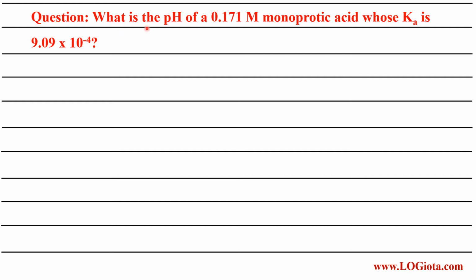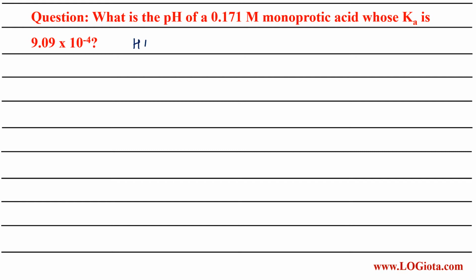The question is, what is the pH of a 0.171 molar monoprotic acid whose Ka is 9.09 multiplied by 10 to the power minus 4. So in this question, the concentration of acid is given as well as the Ka, and we need to calculate the pH. So we consider that the monoprotic acid be HA, right?